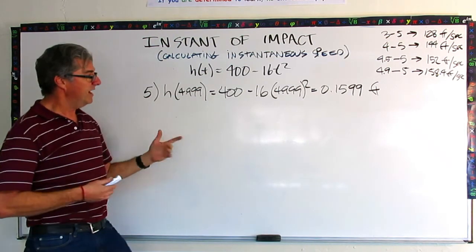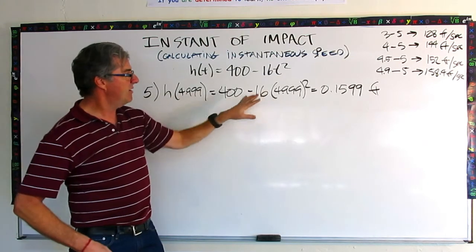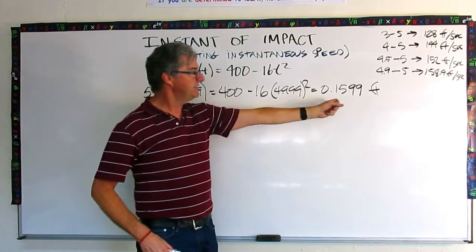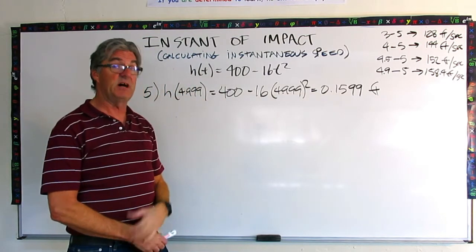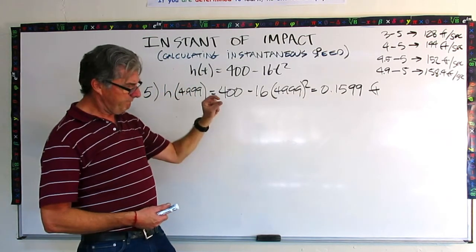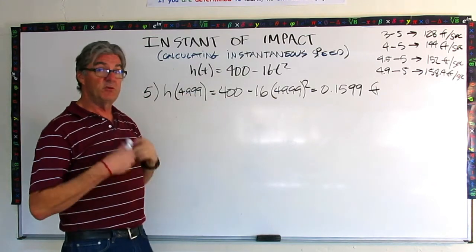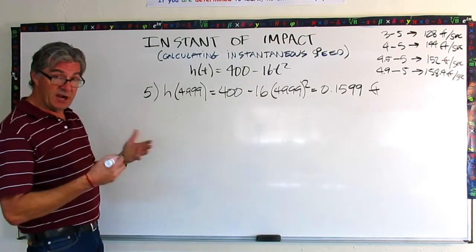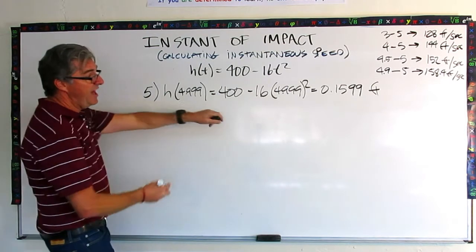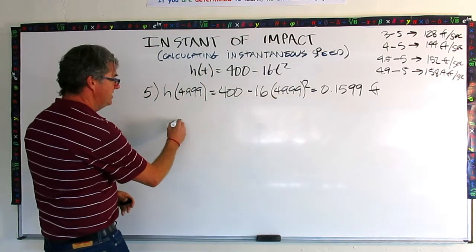Okay? So what I did is I put in 4.999, that's our time, into our height function. And that tells us that at that point the object is 0.1599 feet above the ground. So it's like right about there, but not yet. It's still moving quite quickly. So what we need is the change in height. To get our rate, we need the change in height. So that is just this. It's going to go from this number to 0.